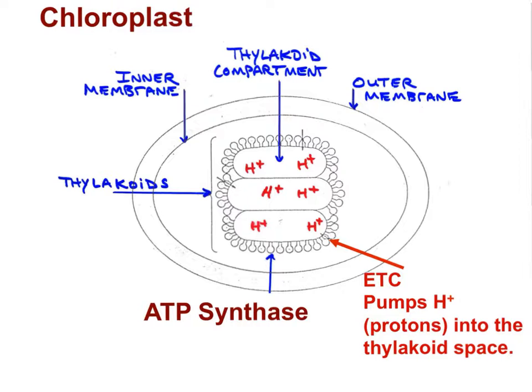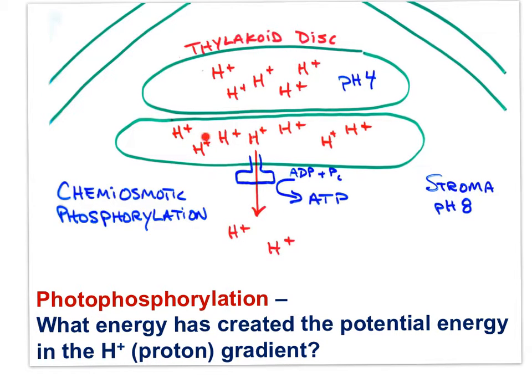In this diagram, you can see the accumulation of protons, hydrogen ions, in the lumen of the thylakoid discs. The proton gradient drives the diffusion of protons through ATP synthases, seen here, to produce ATP.